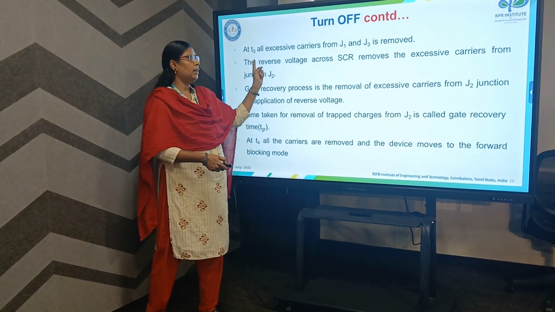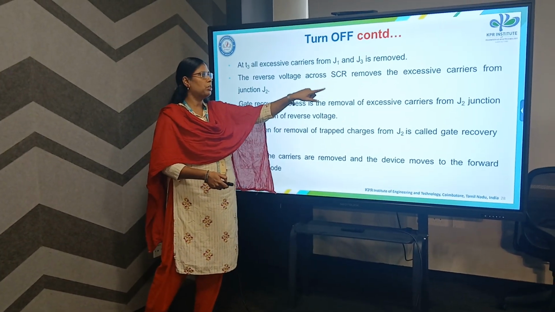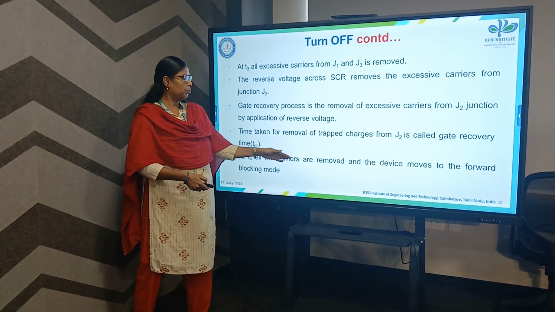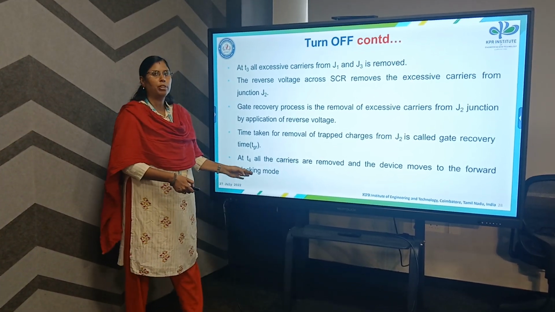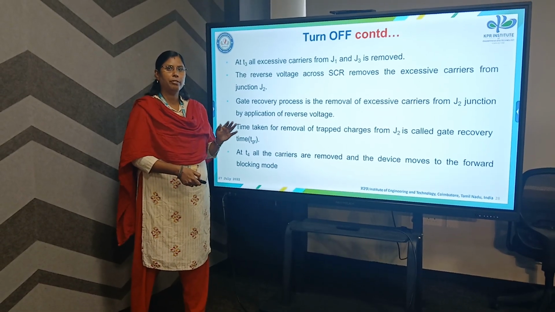So, at the time of T3, the reverse voltage across the SCR removes the excessive charge carriers. At the time of T4, the carriers are removed and the device moves to the forward blocking mode. Again it is reset. So this is the main concept of SCR.